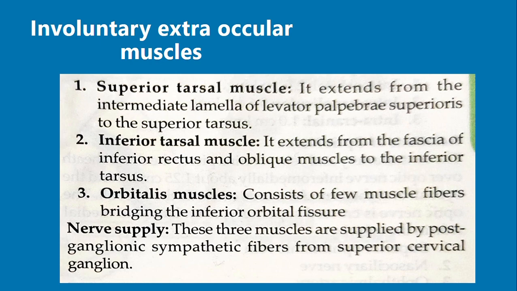Nerve supply: all the three muscles are supplied by post-ganglionic sympathetic fibers, that is autonomic nerves. The post-ganglionic sympathetic fibers are from the superior cervical sympathetic ganglion. These nerve fibers are responsible for the involuntary movement of the involuntary extraocular muscles, namely superior tarsal or Muller's muscle, inferior tarsal muscle and orbitalis muscle. Understood? Yes, ma'am.